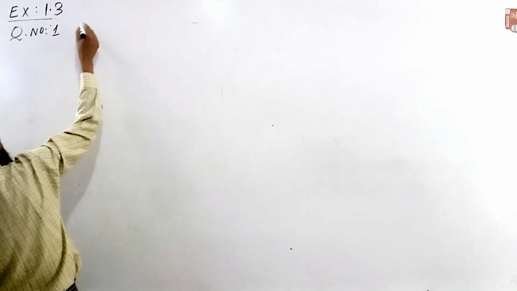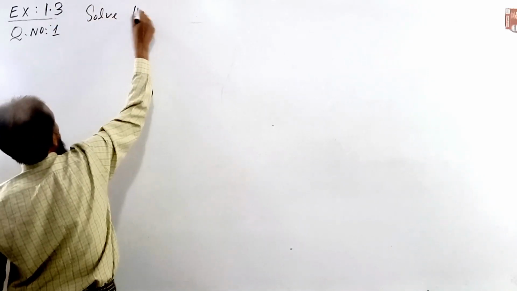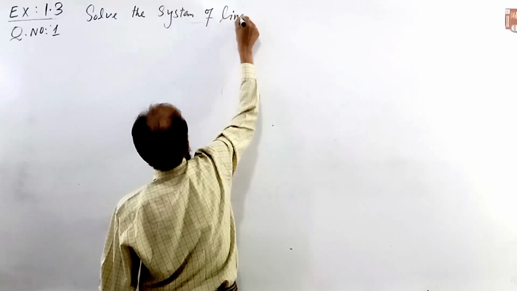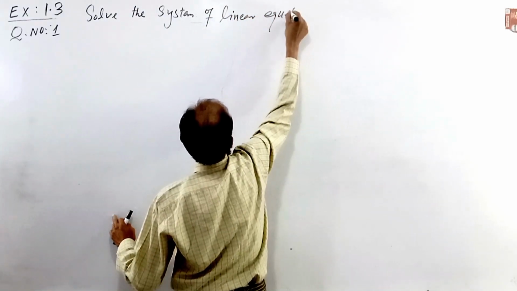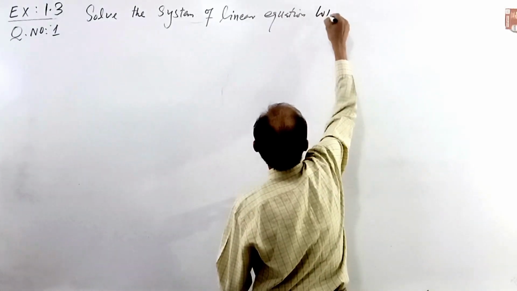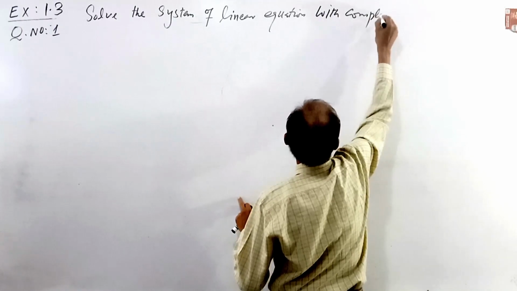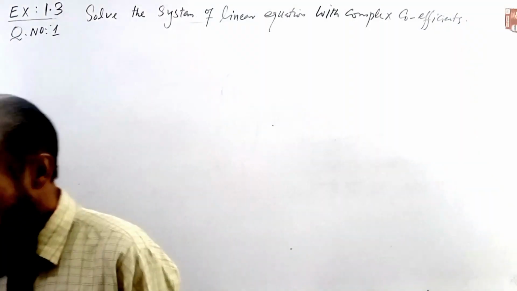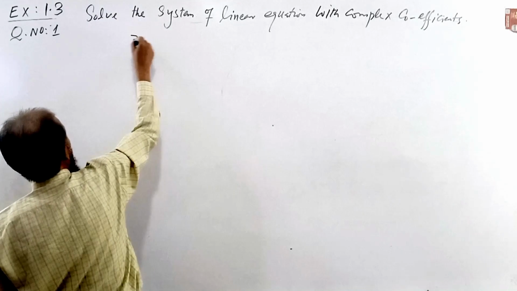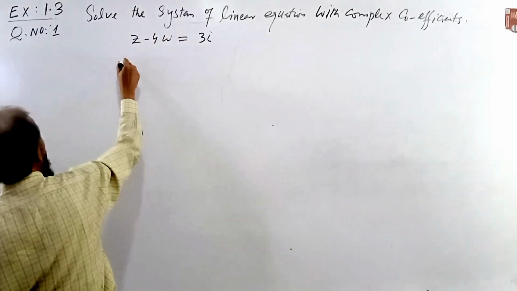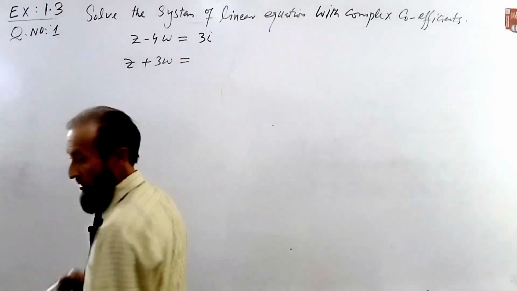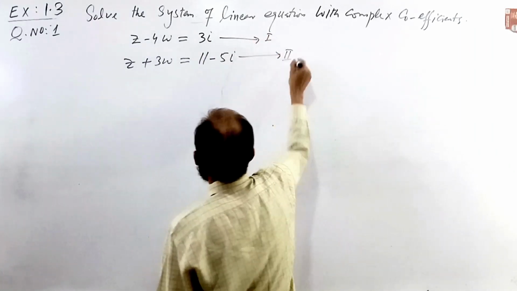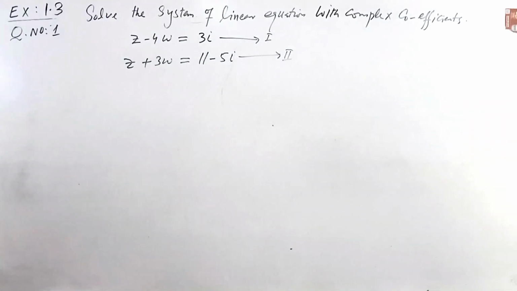Question number first, solve the system of linear equation with complex coefficient: z minus 4w. Solve the system of linear equation with complex number.